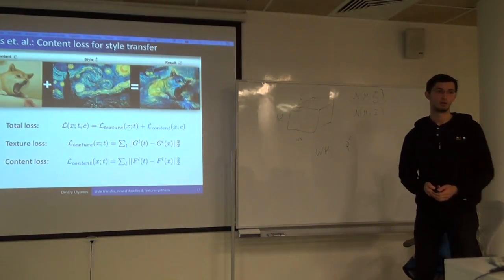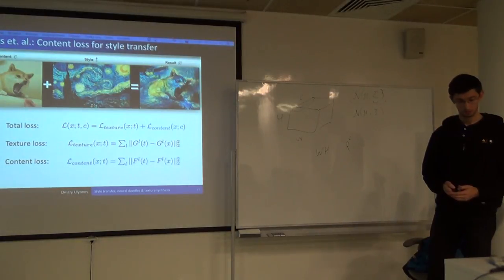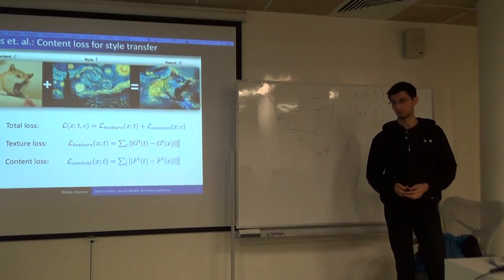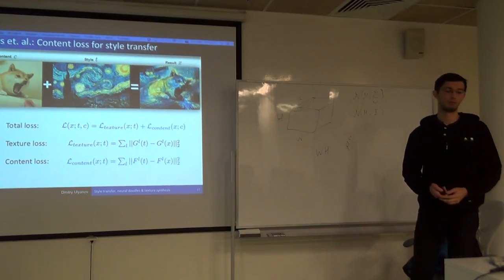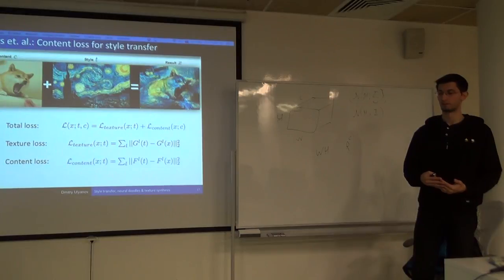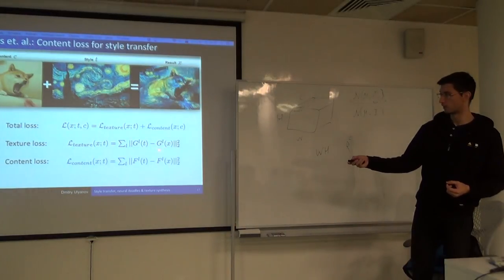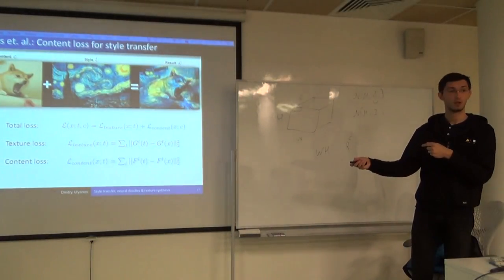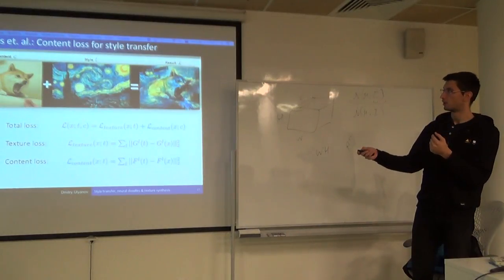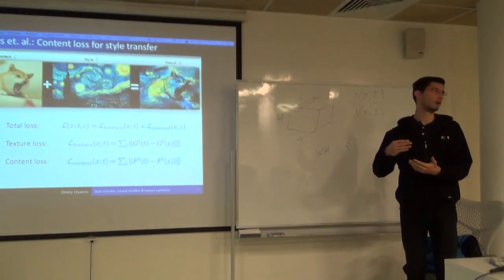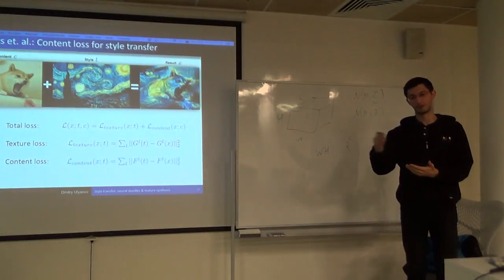Wouldn't it make sense to use, for example, cosine distance instead of L2, so as not to care about, like, multiplying the image by 5 or something? Yeah, well, it will make sense, right? It's just what you said. And then you will probably be able to generate an image that does not have the same contrast as the style image. I mean, if you use cosine distance in the texture loss, then your synthesized image will be such that you don't care how much contrast or how much lightness there is.